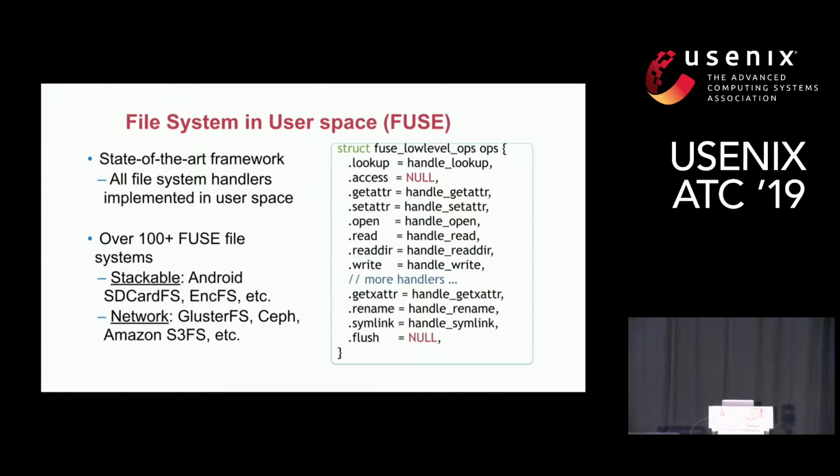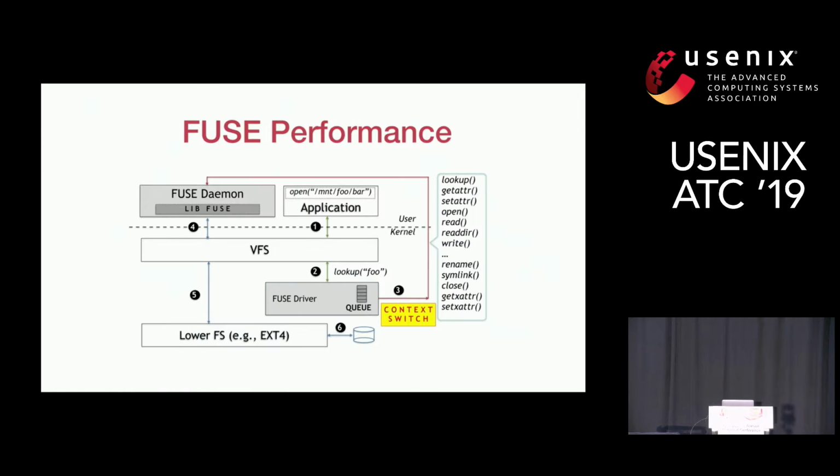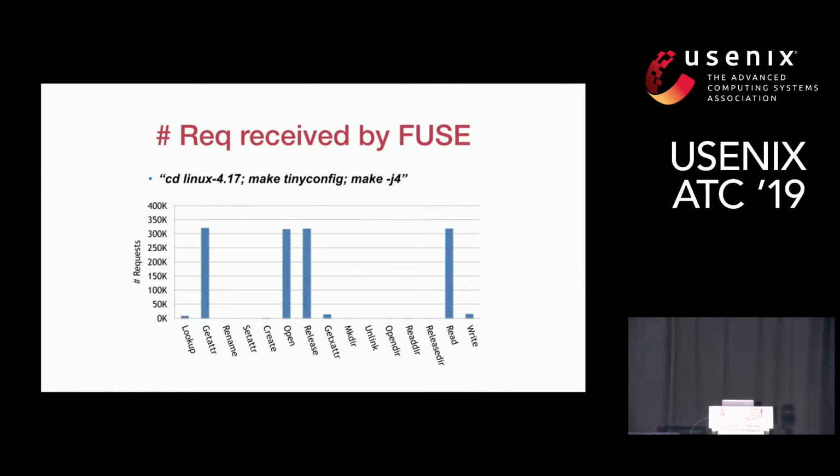Over 100 file systems have been written using FUSE. Under FUSE, all file system requests are served in user space. We evaluate the performance of FUSE using a Linux compilation workload. Despite all optimizations, FUSE reports a high overhead compared to ext4. The main cause of performance overhead is context switching and data copying that occurs while serving file system requests in user space. As seen from the chart, we see a lot of context switches to user space for the kernel compilation workload. Therefore, if we reduce the number of context switches to user space under FUSE, we can improve its performance.